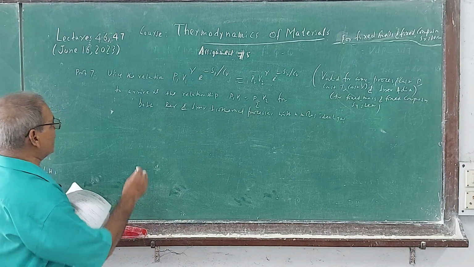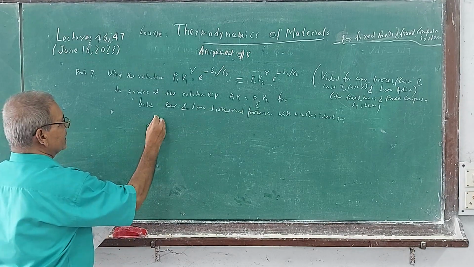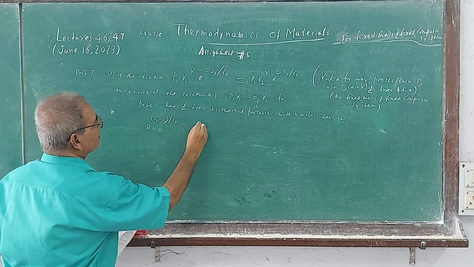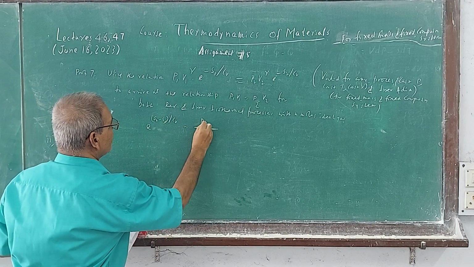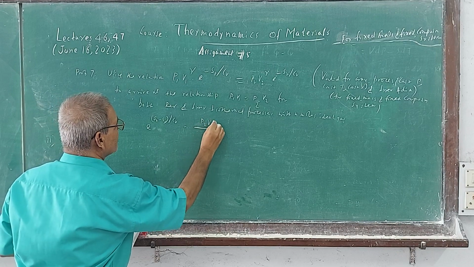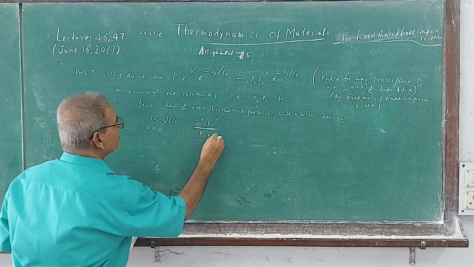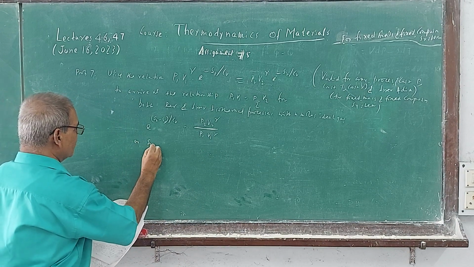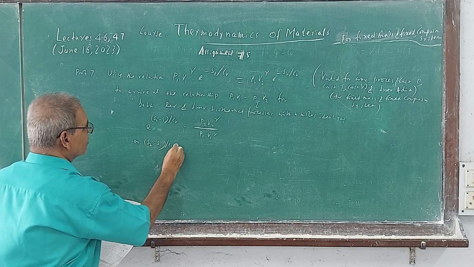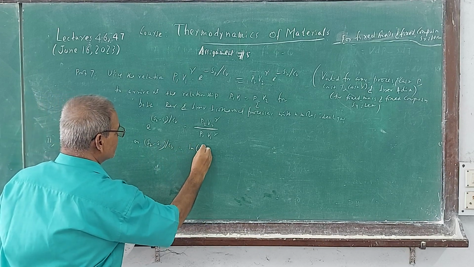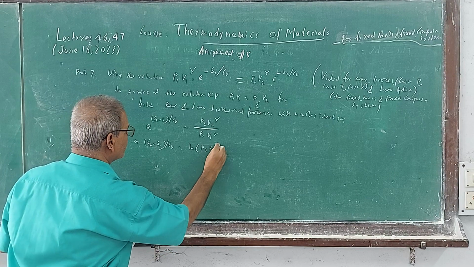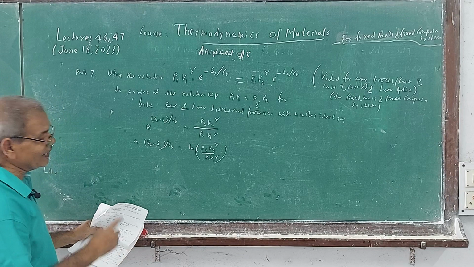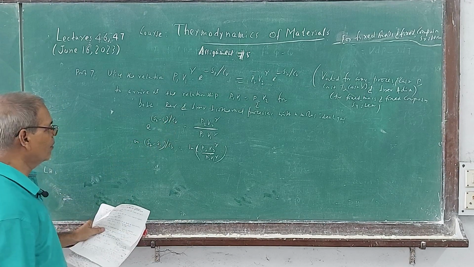So now, tell me, I am writing. You help me. I am taking this side. e to the power (S2 minus S1) by CV is what? P1, P2, V2 to the power gamma, T1, V1 to the power gamma. Or ln, (S2 minus S1) by CV is ln of P2 V2 to the power gamma by P1 V1 to the power gamma. What is S2 minus S1 for the process under study?